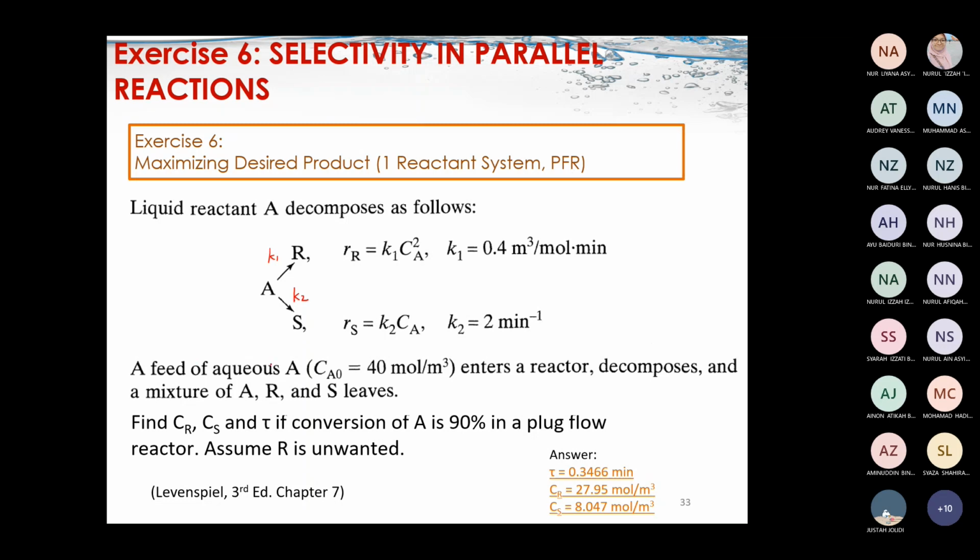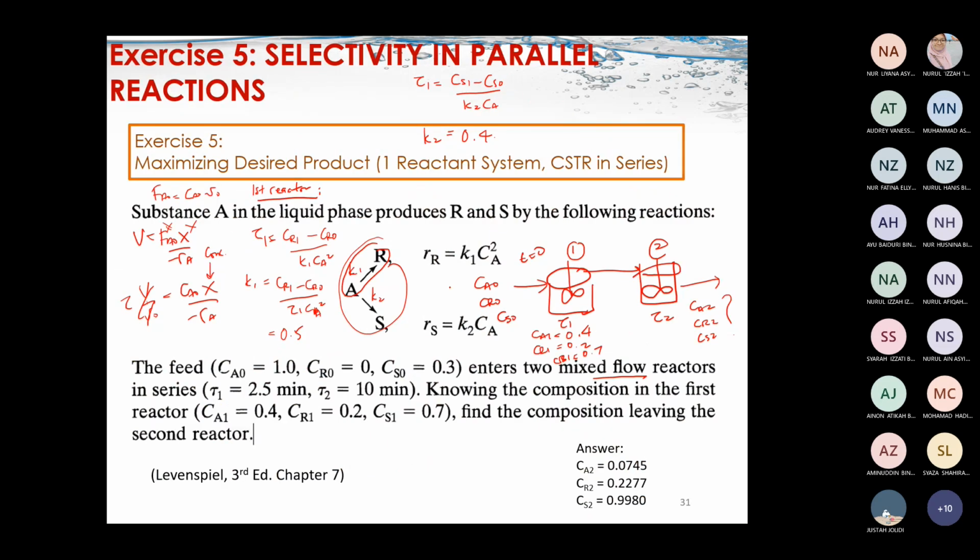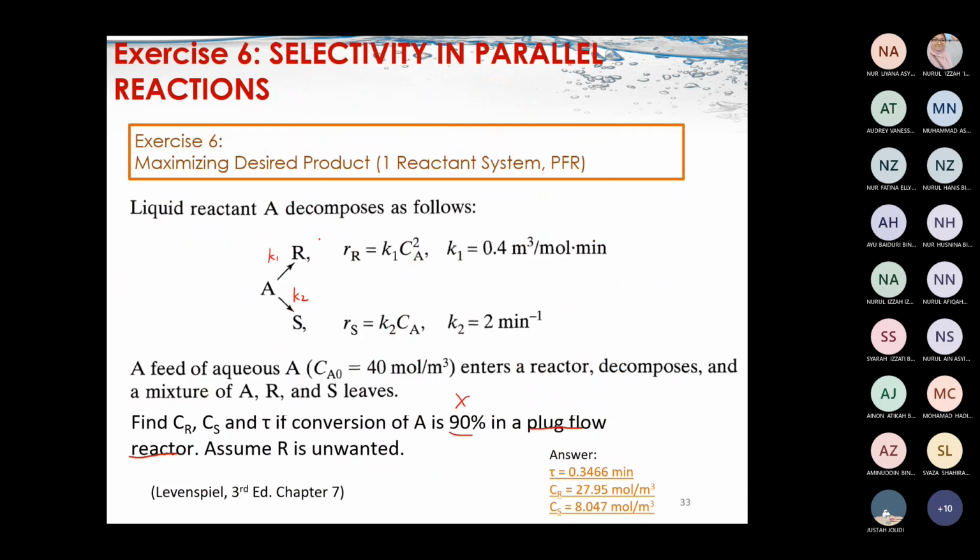Alright. So, a feed of aqueous A, with the initial concentration of 40 mol per meter cube, enters a reactor, decomposes, and a mixture of A, R and S leaves. Find CR, CS, and tau if conversion of A is 90% in a plug flow reactor. So sekarang ni adalah plug flow reactor. Dia sikit complicated sebab plug flow reactor menggunakan integration punya equation. Macam CSTR, dia direct je, algebraic punya equation. Tapi for this one is quite complicated sikit sebab you kena buat sikit integration.